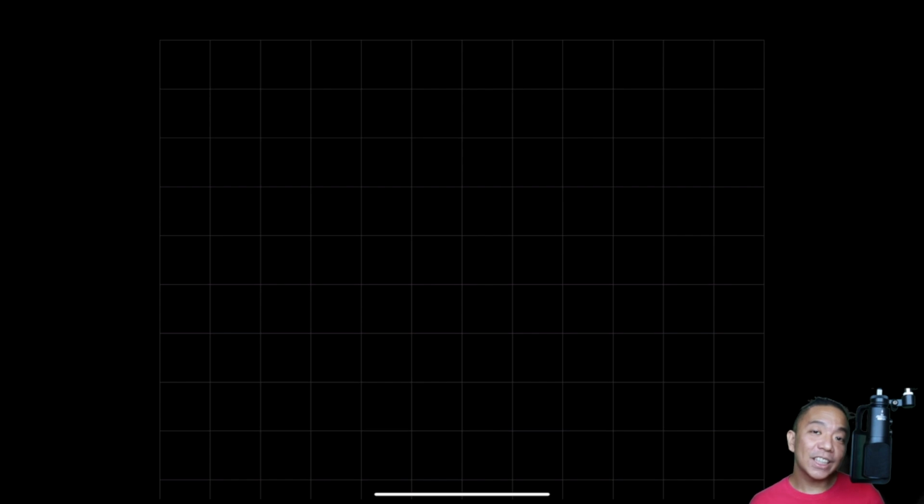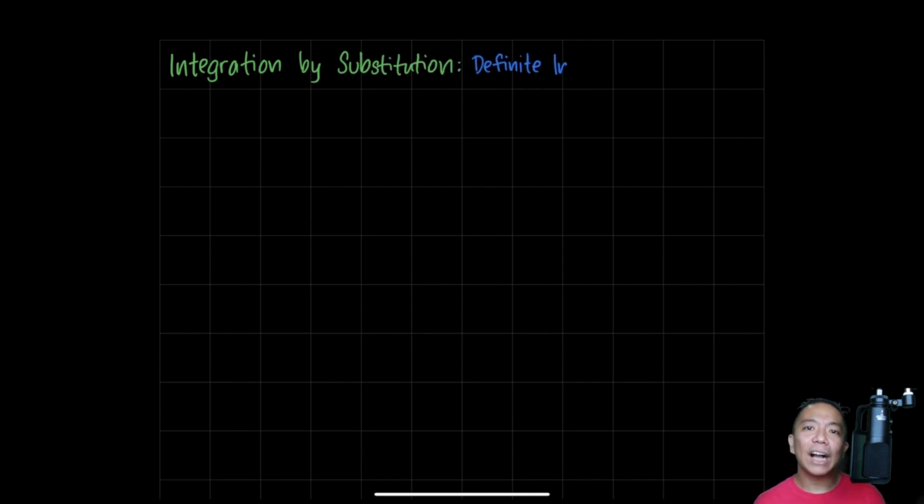Good day. So we're still talking about integration using U substitution. But this time, I want to look at some examples na definite integrals naman yung gagamitan natin ng technique na ito. So these are just 3 problems for this set of examples. Let me list them down.